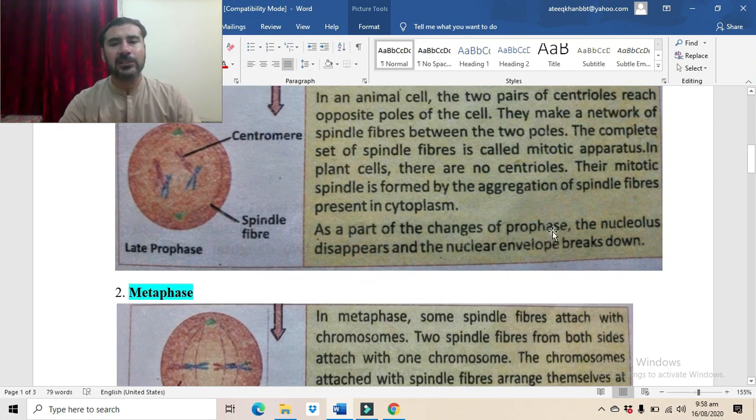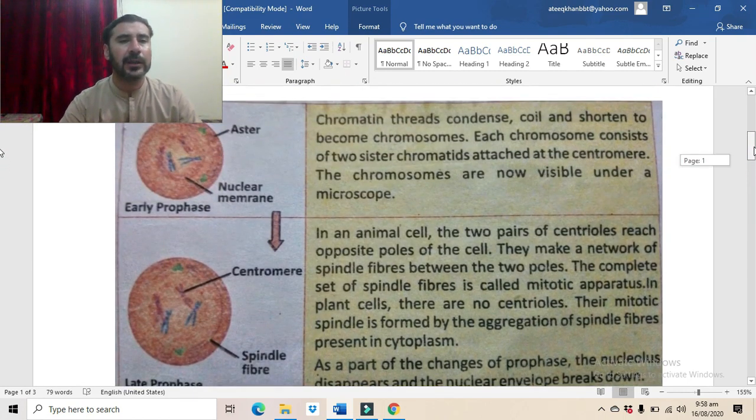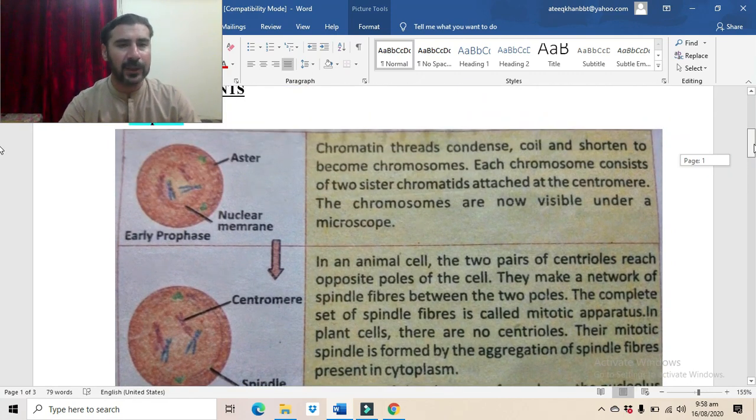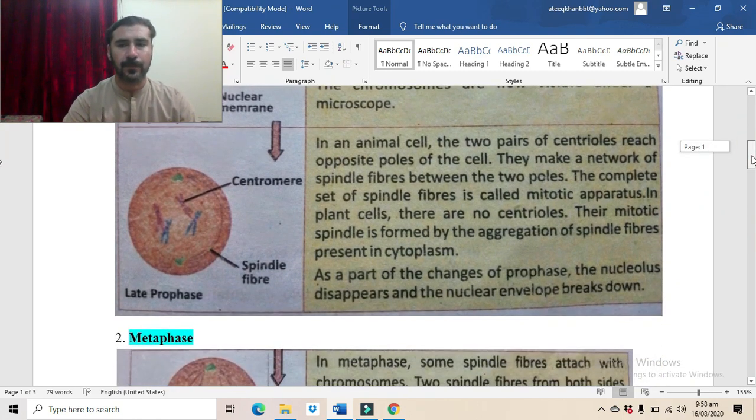Now as part of the changes of prophase, the nucleolus will disappear and the nuclear envelope will break down, as I have already discussed. So to sum up, the four events which occur in the prophase of mitosis are: first, the formation and condensation of chromosomes; secondly, the spindle fibers will be formed; thirdly, the nucleolus will disappear; and fourthly, the nuclear membrane will break down. These are the four changes which occur in the prophase of karyokinesis inside the cell.